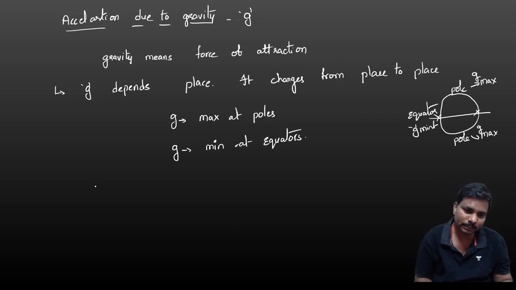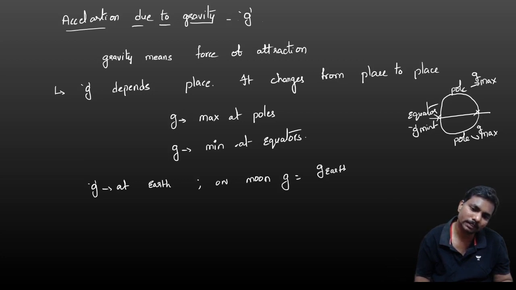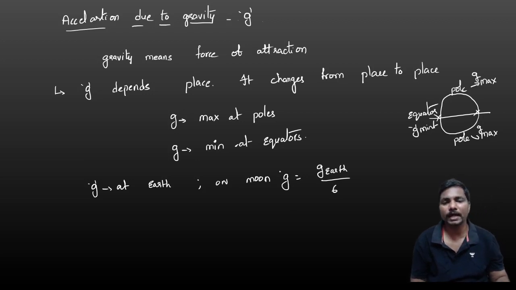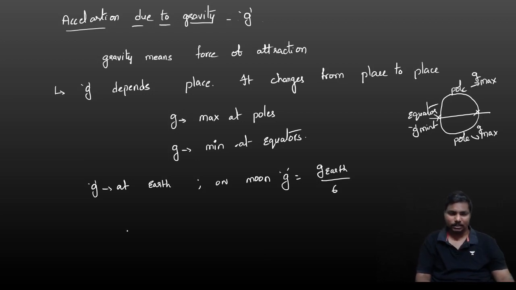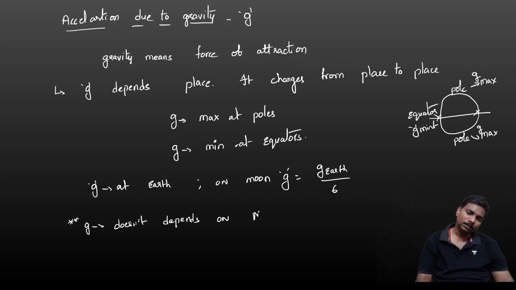If G is taken at Earth, then on the Moon, G is equal to G on Earth divided by 6. That means on the Moon, the acceleration due to gravity is less. So it changes from place to place. But if the mass changes, it does not change. Very important point, note down: G does not depend on mass.